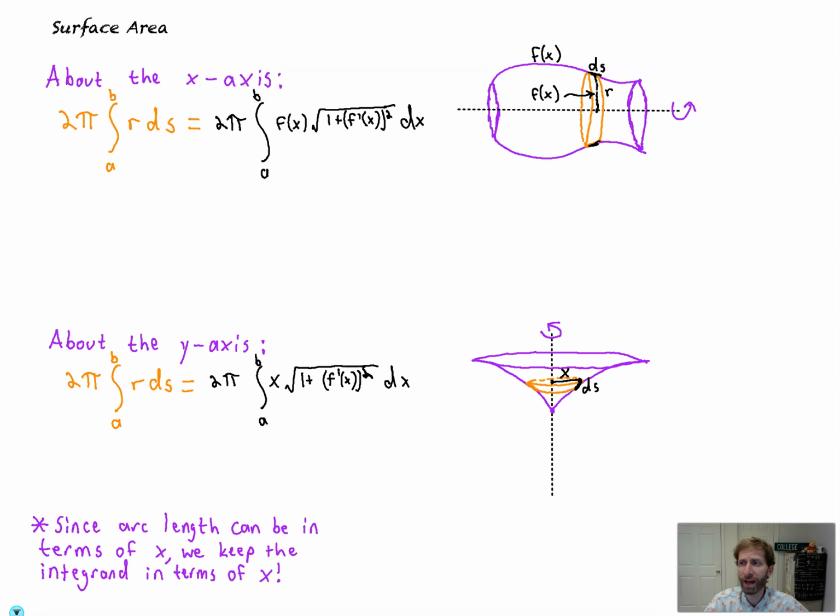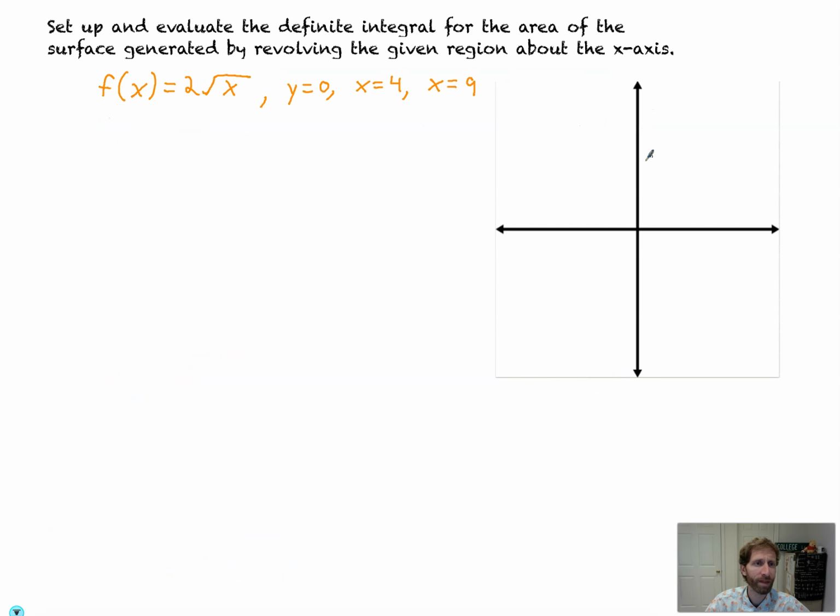So on to the next part. All right, so what we've got is f of x equals 2 root x, y equals 0, x equals 4, and x equals 9. That's our region. We're asked to set up and evaluate the definite integral for the area of the surface generated by revolving the given region about the x-axis.